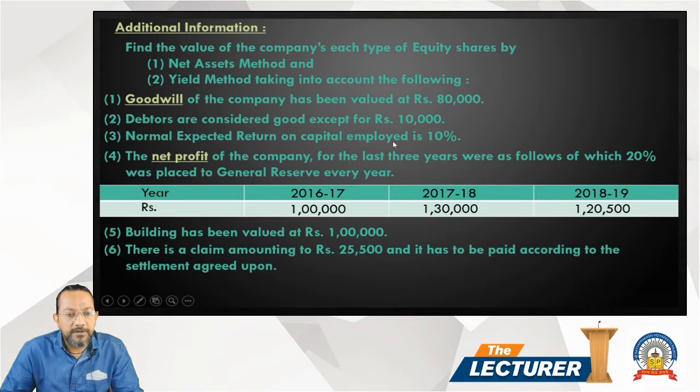Debtors are considered good except for 10,000. This is known as a bad debt reserve. While we take the debtor, this 10,000 will be deducted from the value of debtor. Normal expected rate of return is 10%. This is nothing but the market rate of return.